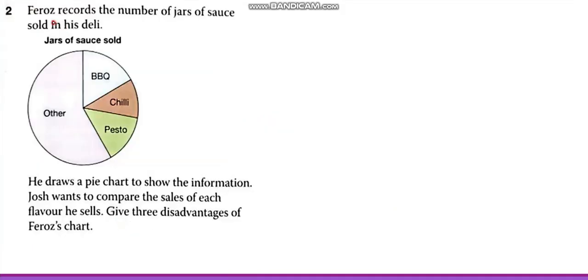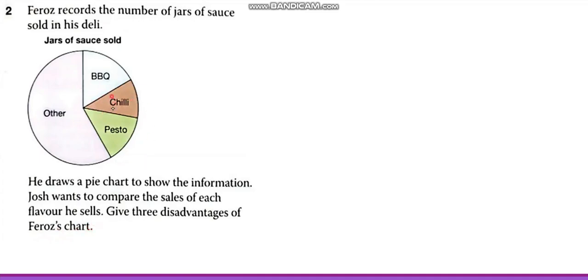In question number 2, it says Feroz records the number of jars of sauce sold in his deli. We are given a pie chart, and he draws a pie chart to show the information. Josh wants to compare the sales of each flavor he sells. Give 3 disadvantages of Feroz's chart. So we need to observe the graph.